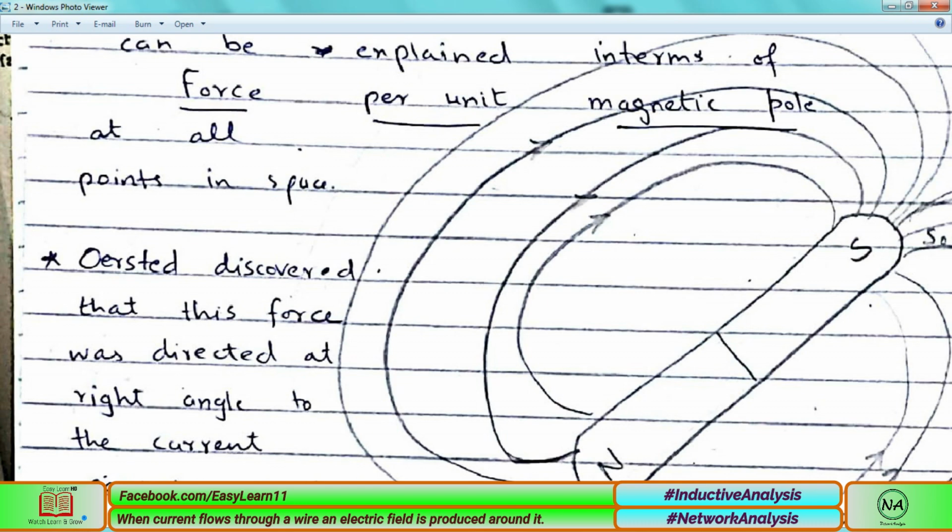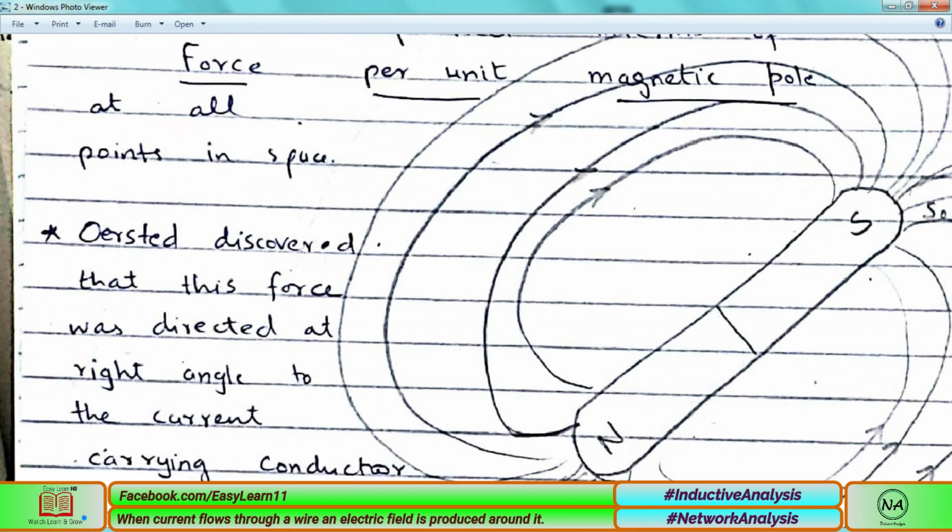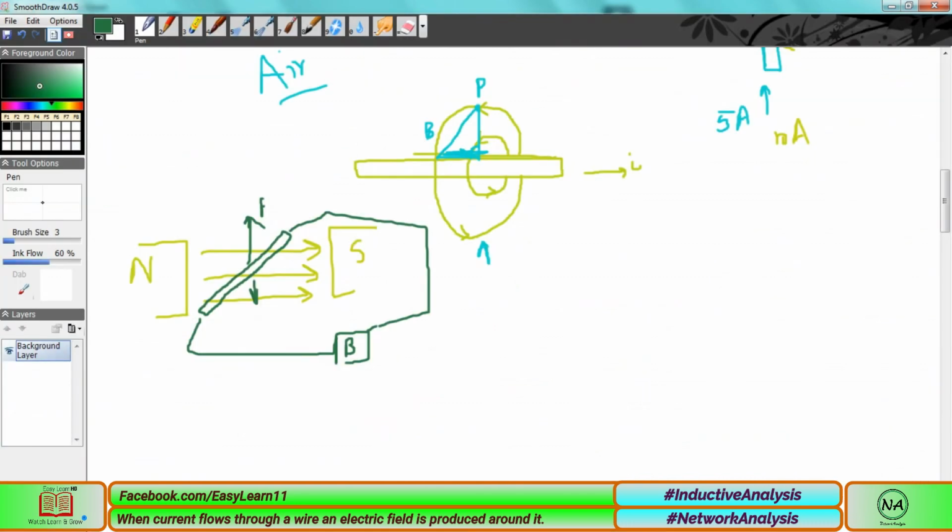So Oersted discovered that this force was directed at right angles to the current carrying conductor. This is the force that we are interested in in the discussion. If this is a current carrying conductor, shown here in green color, then also in 1820 Professor Oersted observed that this force is directed at right angles.